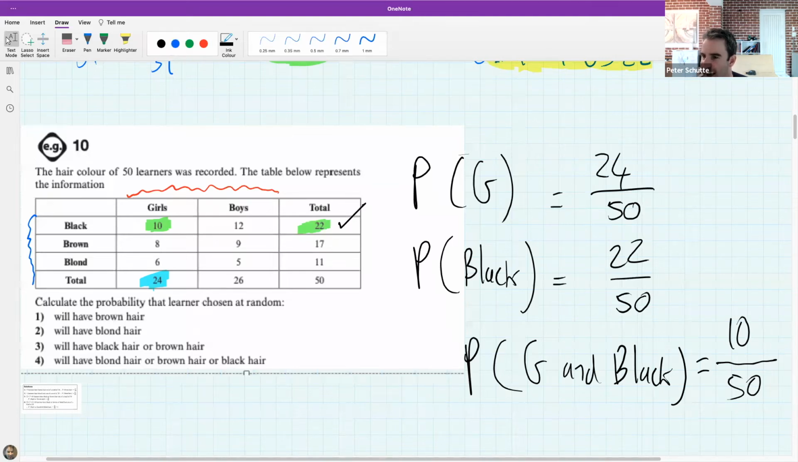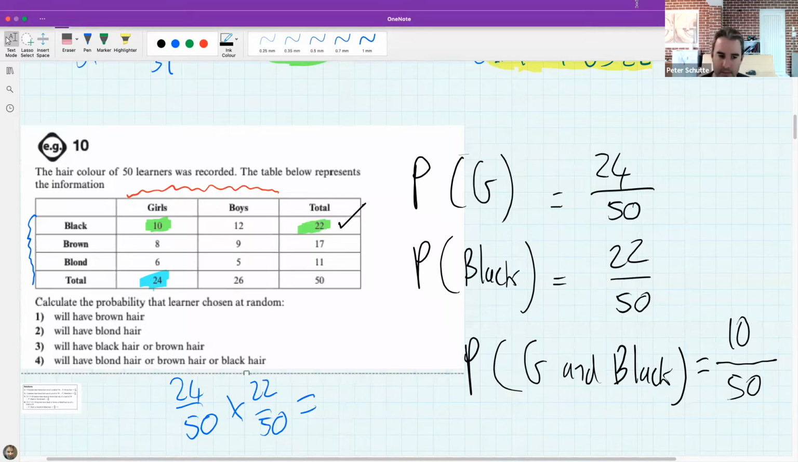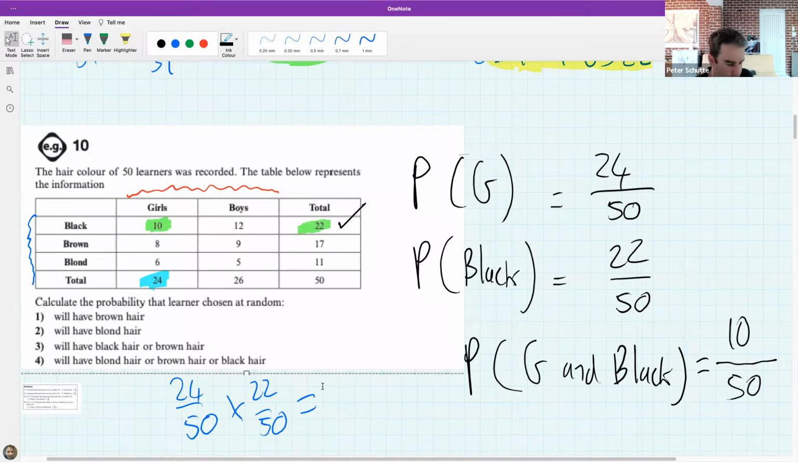Okay, I think I got what you were saying. I think you were saying probability of girls. So 24 over 50 times 22 over 50, right? And you said get that. And what am I going to be comparing that to? Leah Bonner, I'm going to come to you. Hey, what am I going to compare that to?